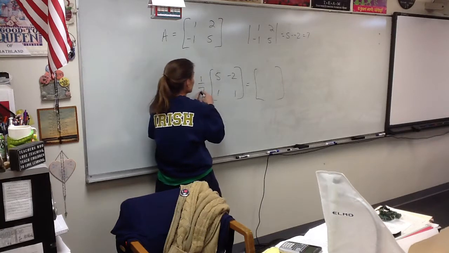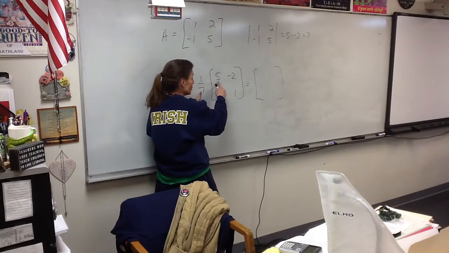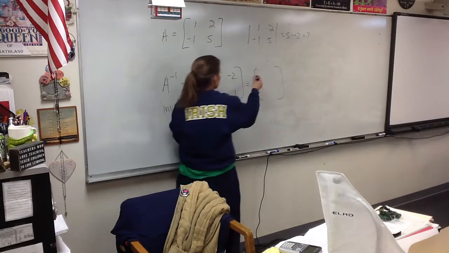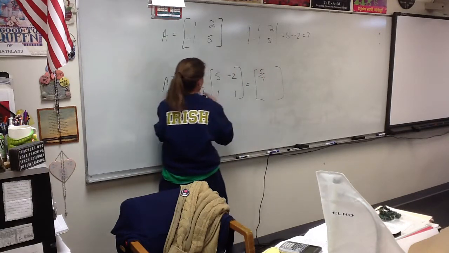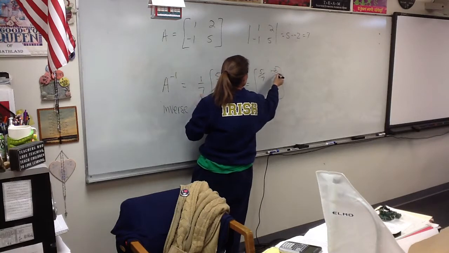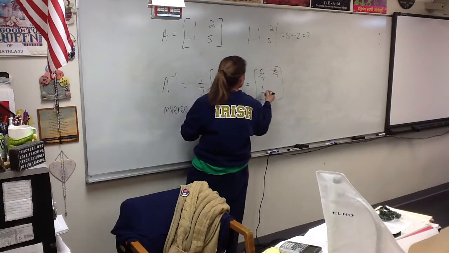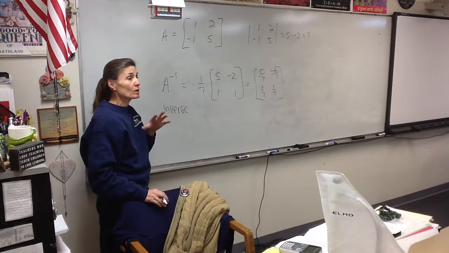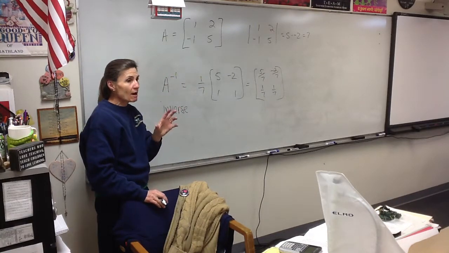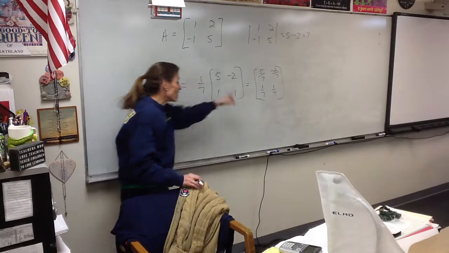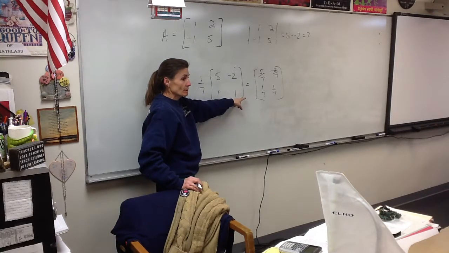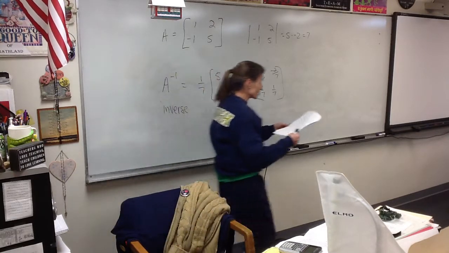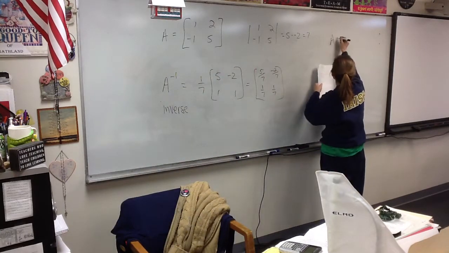So we take 1/7 times 5. What will 1/7 times 5 be? 5/7. And -2/7 and 1/7 and 1/7. Now, after we've done a few, we'll talk about what we're going to use this for, but right now, we're focusing on finding the inverse. So there's our first one done. Let's look at the next one and see if you can remember what we did.